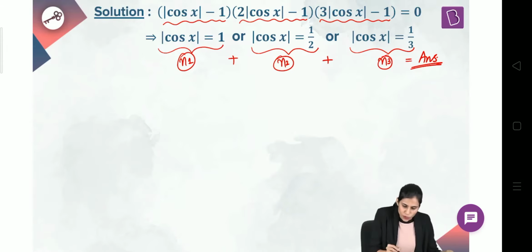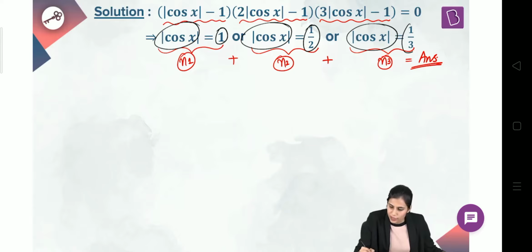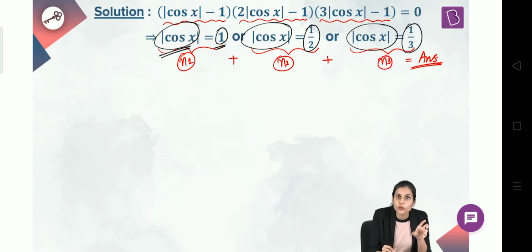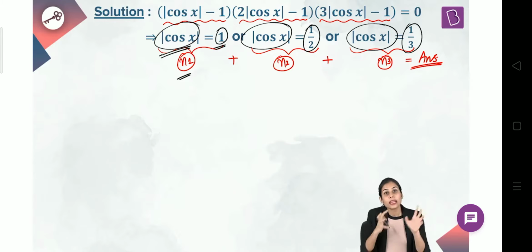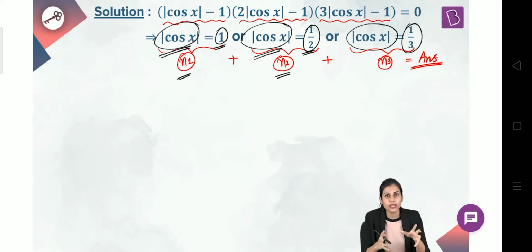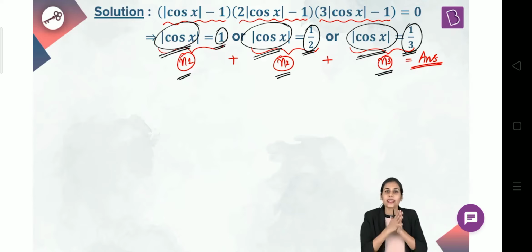What are we going to do? We are going to plot the graph of mod cos x as well as the constant function y equals 1, y equals half, y equals 1 by 3. All these we're going to plot in the same Cartesian plane. Then the number of points of intersection of mod cos x and y equals 1 will be equal to n1. The number of points of intersection of the graphs of mod cos x and y equal to half will be n2. And the number of points of intersection of the graphs of mod cos x and y equal to 1 by 3 will be n3. Once we've obtained n1, n2, n3, you know what to do. Just add them up. That's your answer.